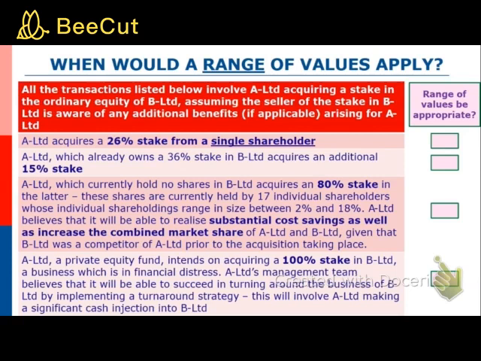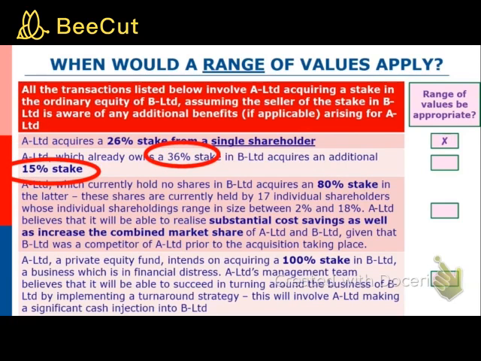Now, when might that differ? Well, the next example is going to take us to that place. So, just to confirm then, no minimum maximum range there. Single value placed on the 26% stake. A Limited already owns a 36% stake. So very, very key here is that they already own that 36% stake. And now they are considering buying an additional 15% stake.